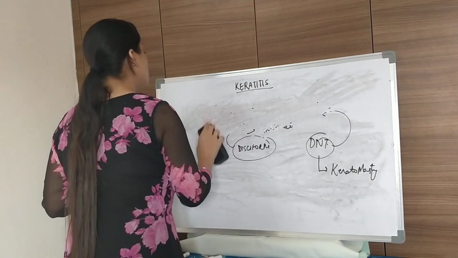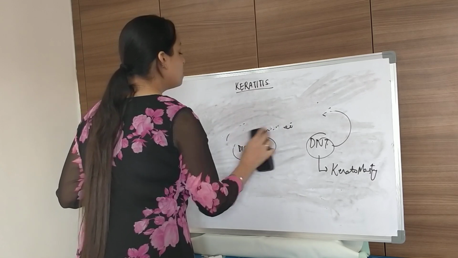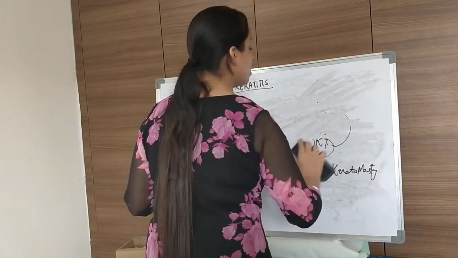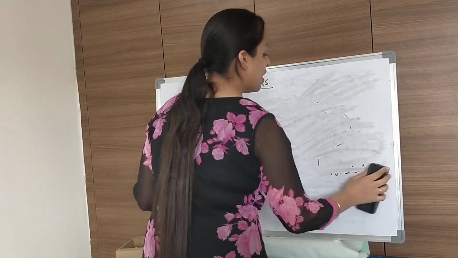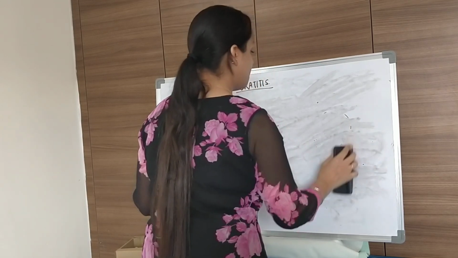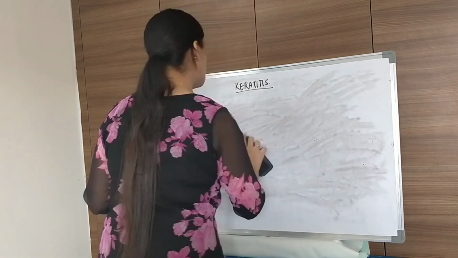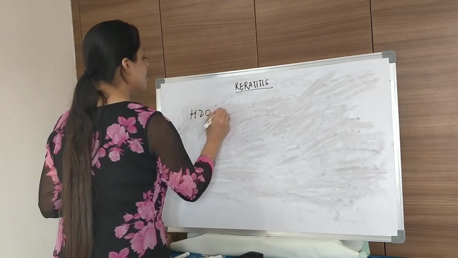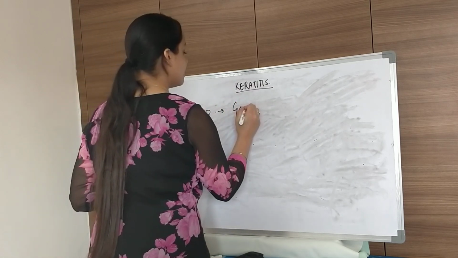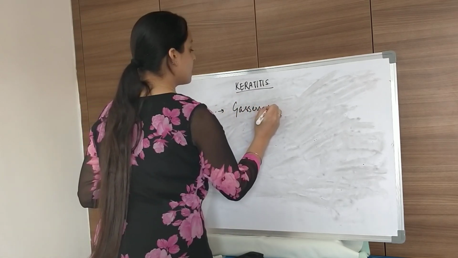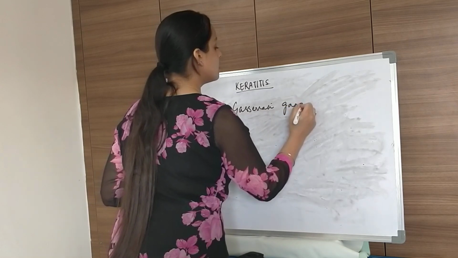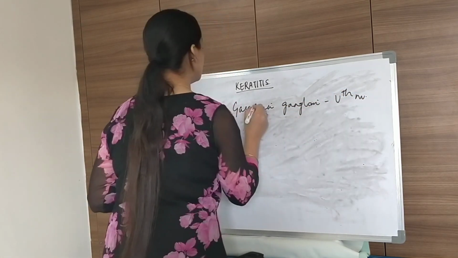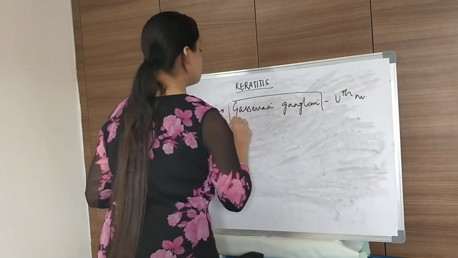Now, from herpes simplex virus keratitis, I'll move on to herpes zoster ophthalmicus. Okay. Herpes zoster ophthalmicus also. So it's caused by herpes zoster virus. This HZO basically is an infection of the Gasserian ganglion. Okay, Gasserian ganglion. This is a ganglion of the fifth nerve. Okay, the Gasserian ganglion is a ganglion of the fifth nerve.